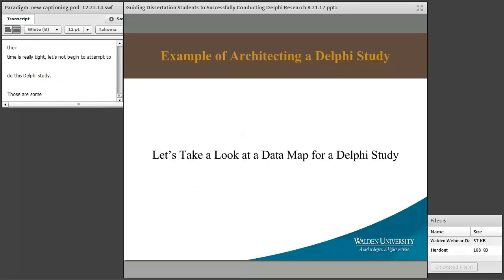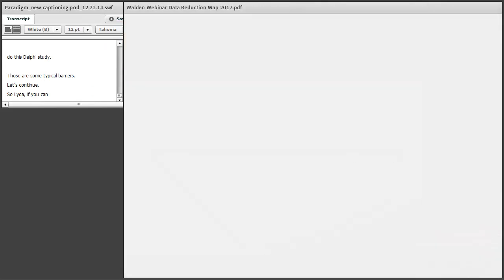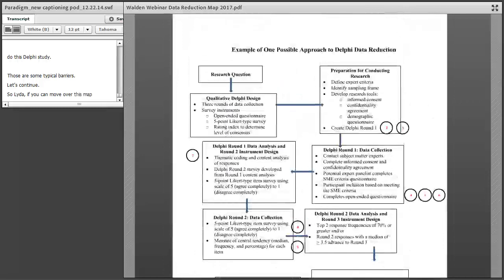Let's continue. So, Lita, if you can move over this map, and I'm going to scroll to the top.